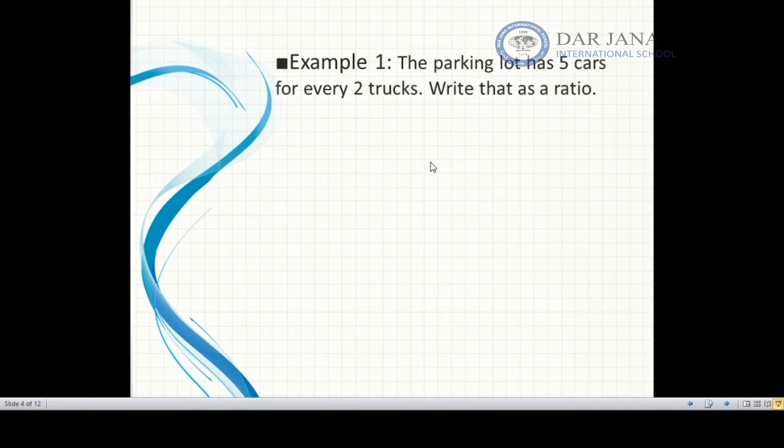The parking lot has 5 cars for every 2 trucks. Write that as a ratio. Notice we have to write it as a ratio, so cars come first. The first thing mentioned is cars, so cars is in the numerator and trucks in the denominator. You could write it 5 to 2, 5:2, or 5 over 2.